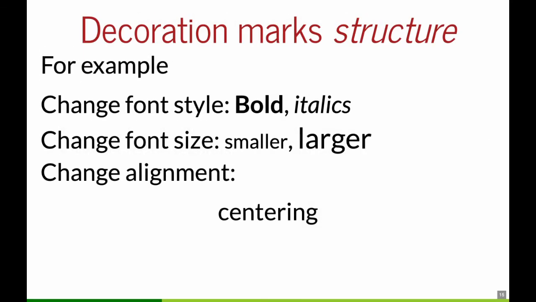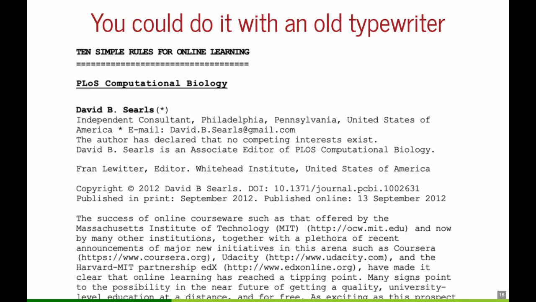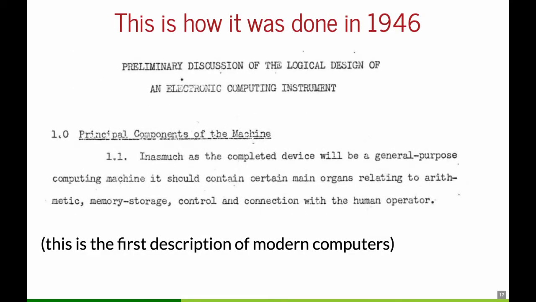So decorations are used to mark the structure. For example, bold letters, italic letters, bigger letters, and centering are keys that indicate the structure of the document. People can do that even with a typewriter. If you wrote this document with one, you would use underlines and capital letters. In fact, I can show you a real document written in 1946 with a typewriter, in which you can see that the title is in capital letters and the section is underlined and so on.